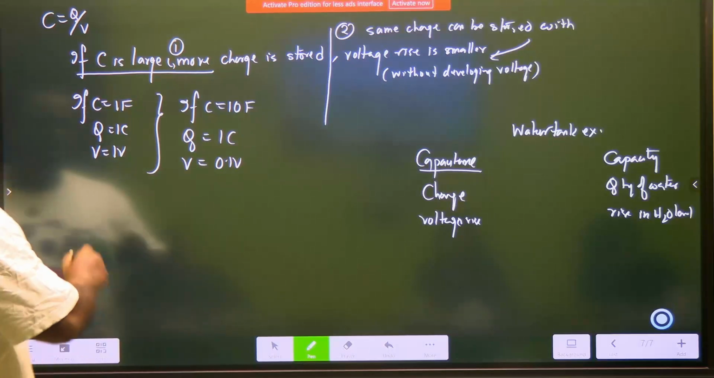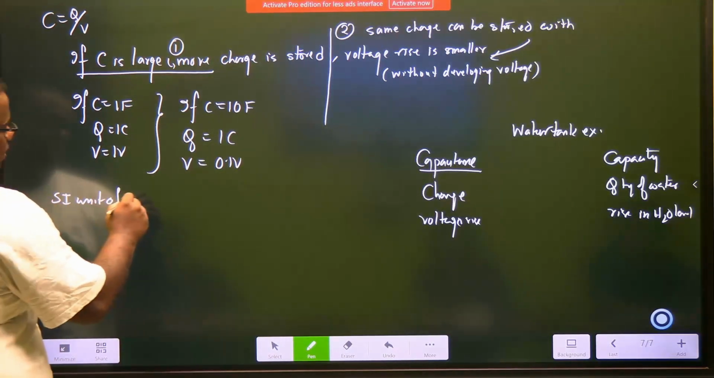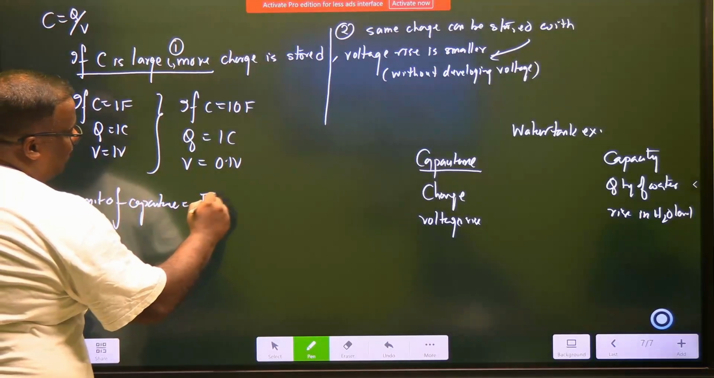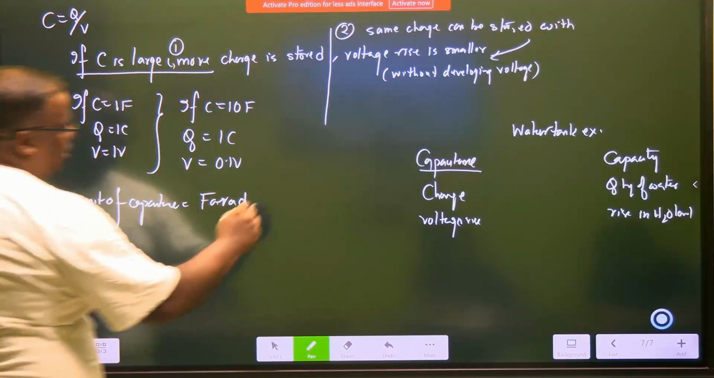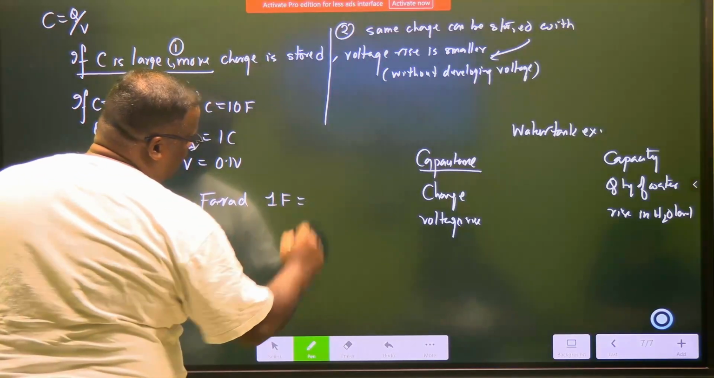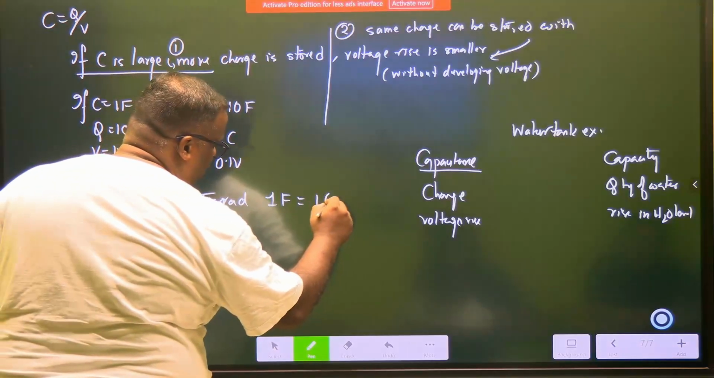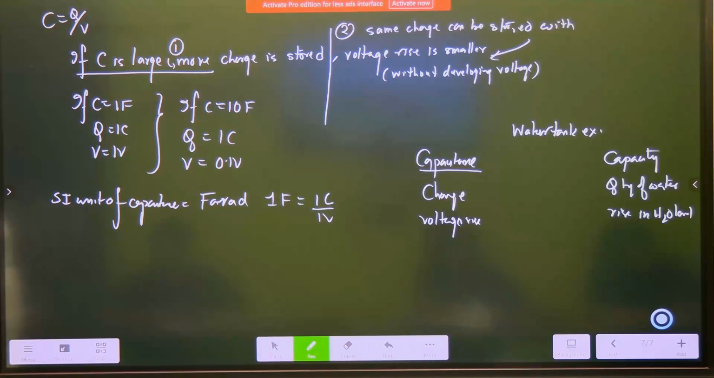Okay. The SI unit of capacitance is known as farad, named after Michael Faraday. 1 farad is the capacitance of a capacitor when it can store a charge of 1 coulomb with a potential difference of 1 volt. Right?